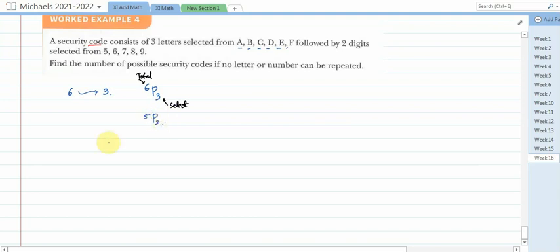Alright, so the final answer is 6P3 times 5P2. When you solve it, you will get the values. 6P3 is equal to 120 times 5P2, which is equal to 20. So when you multiply 20 and 120, you will get 2400. It means that there are a total of 2400 possible security codes, with the condition of 3 letters and 2 digits from 5 digits. Alright, that is the working of permutation.